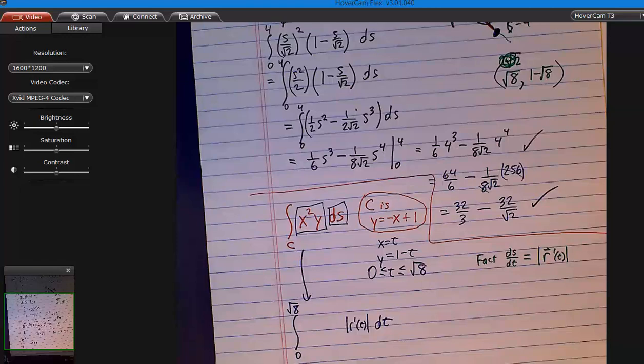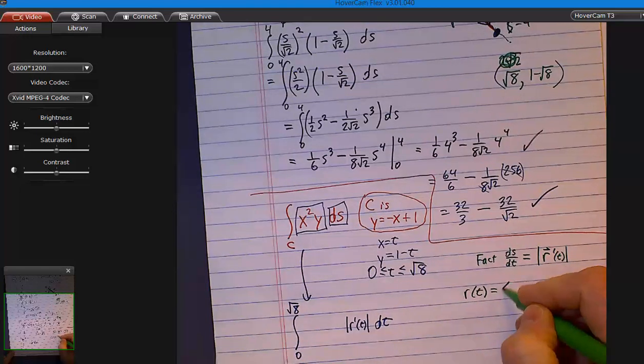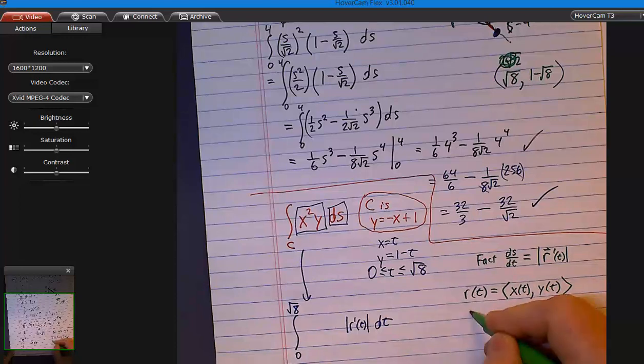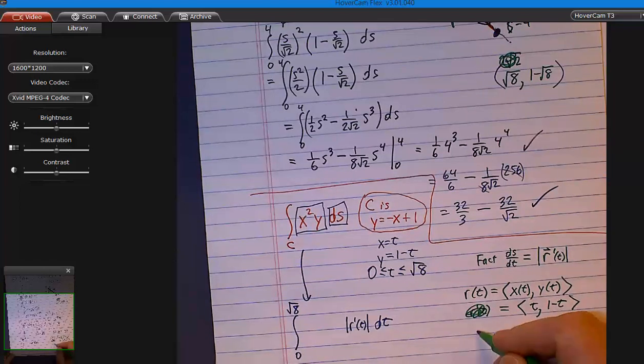So let's think of what's going on here. Well, again, how does this all work? r of t, that's, of course, the vector x of t, y of t, right? So what's r prime of t? Well, wait a minute. Before we do that, in our example, what's r of t? x of t, we said, is t. And y of t is 1 minus t. Right? So that's r of t. Okay, now I'm ready for r prime of t.